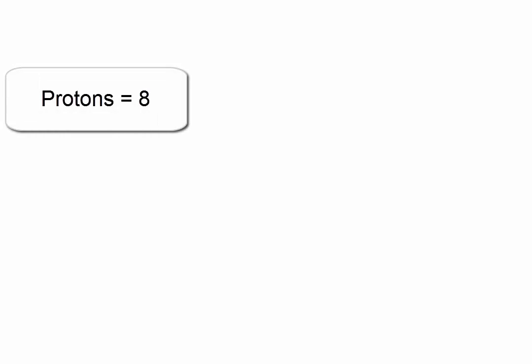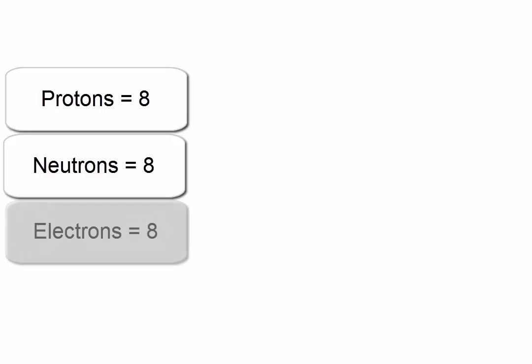So let's take a look at an element like oxygen. Now, off the periodic table, we know oxygen has an atomic number of 8, which means it has 8 protons. It also has a mass number of 16, and 16 minus the 8 protons gives us 8 neutrons. Now I said oxygen itself, so we assume that it's neutral, so therefore it's going to have 8 electrons as well.